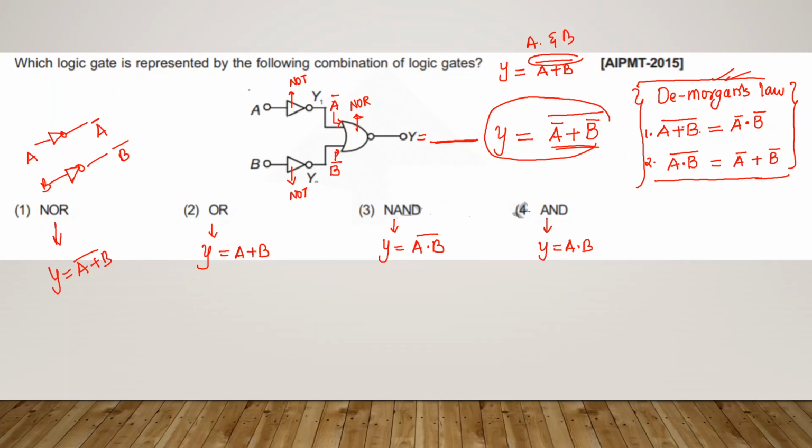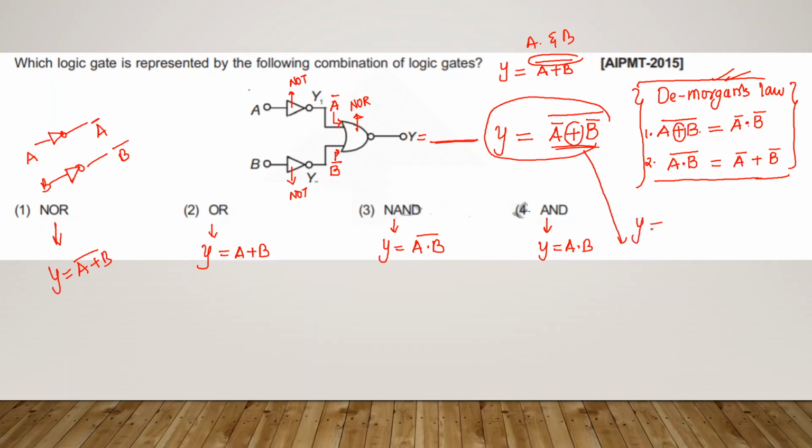What is De Morgan's law? If there is a complement of the sum of two inputs, then it can be written as the product of the complements of the two inputs. If there is a complement of the product of two inputs, we can write the sum of the complements of the two inputs. Now here, this plus symbol is there. Whenever a plus symbol is there, it is replaced with a dot symbol and separate complements are written.